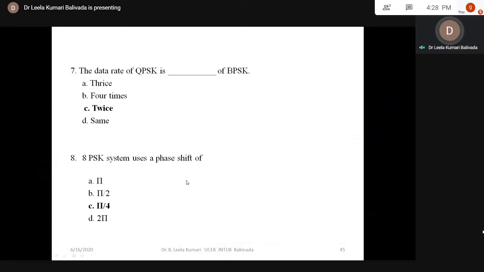8PSK system uses a phase shift of what? In an 8PSK system, there are 8 possible conditions. Each condition is represented by 3 bits, so each symbol state is transmitted with a different phase. Therefore, 8 phases exist in an 8PSK system, and the difference between those phases is pi by 4, since there are 8 possible conditions with 8 different phase shifts.